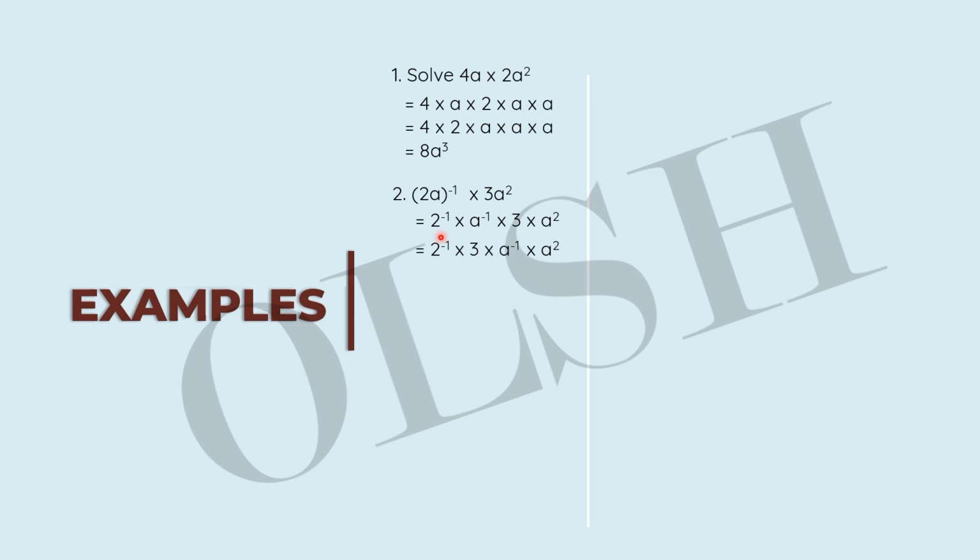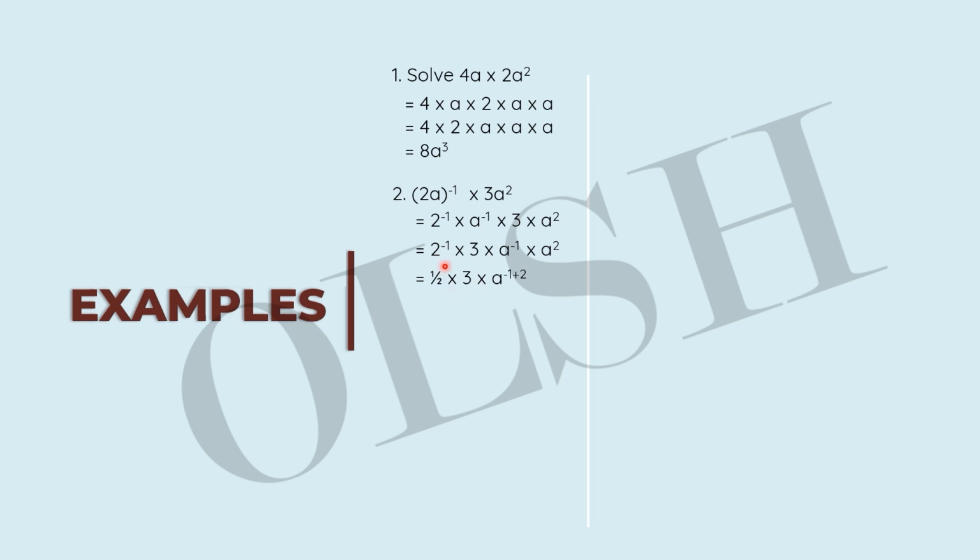Okay, if we simplify this further, we'll be getting 2 raised to the power of minus 1 times 3 times a raised to the power of minus 1 times a squared when we collect like terms. Alright, so automatically, because we have a negative index on this number, it becomes the denominator of a fraction.